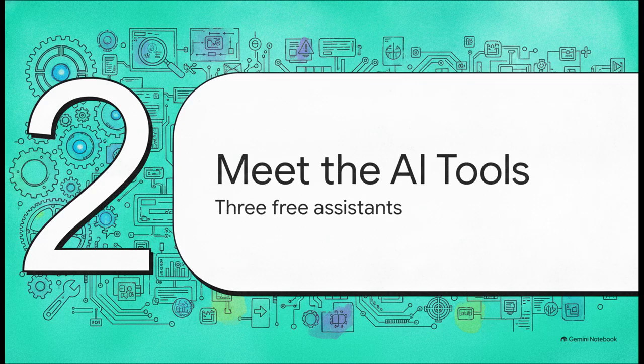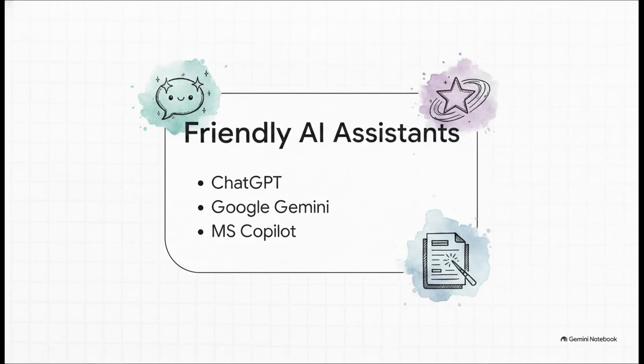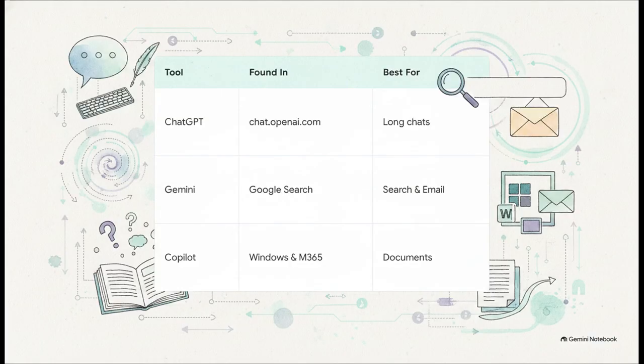Moving right along to Section 2, Meet the AI Tools, we're going to look at 3 free assistants. Now that we know we don't need to be afraid of it, let's actually look at the tools that are out there waiting for you. You've probably already seen these names popping up on the news. Today, we're looking at 3 friendly, free-to-start AI assistants: ChatGPT by OpenAI, Gemini by Google, and Microsoft Copilot. These 3 tools are absolutely wonderful for retirees or older adults who are just looking to simplify some daily tasks, and millions of people are already using them every single day. So let's quickly break down where you can actually find these assistants and what they're best used for.